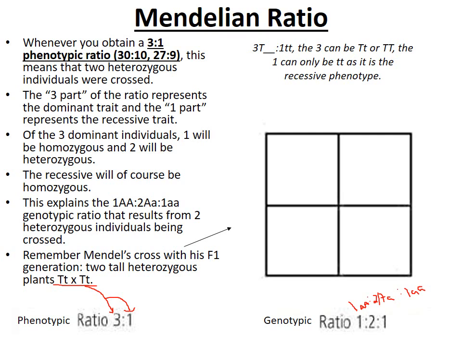Remember that the ratio applies to more than just 3 to 1 for individuals total, but to cases like this. If you have 30 to 10, that's 3 to 1. That means you know the parents were heterozygous. 27 to 9, that's 3 to 1. That means you know the parents were heterozygous as well. If you get this genotypic ratio, and I didn't tell you what the parents were, you know they must have been heterozygous, because that's the ratio that you get for genotypes when your parents had the heterozygous genotype.